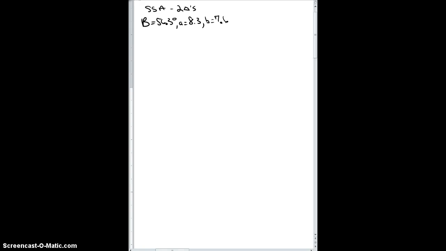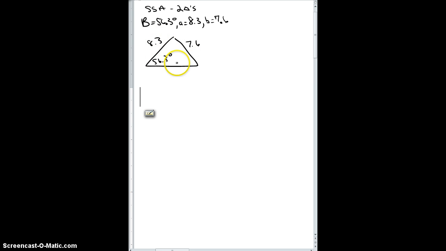Okay, next I want to look at the case where you actually end up getting two triangles with side-side-angle. First of all, I'm just going to draw my triangle here: 56.3 degrees, 7.6, and then 8.3. If you're going to test for the height situation, you want to put your angle in this corner with the side that's across from it, where you know both of those. And you want to put the other side over here.